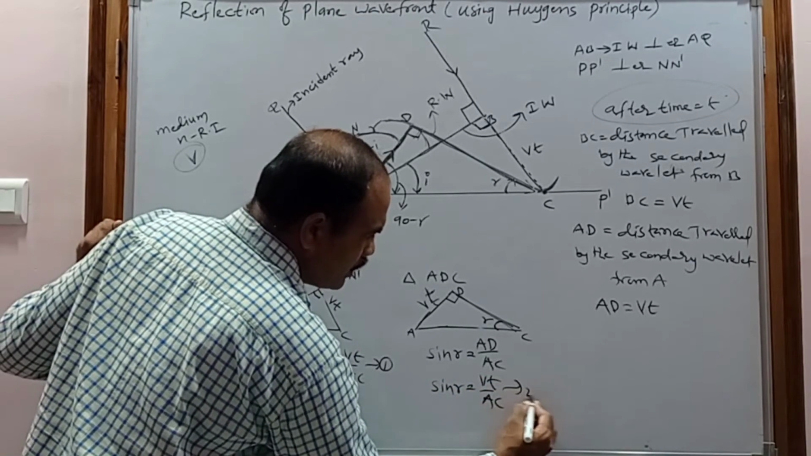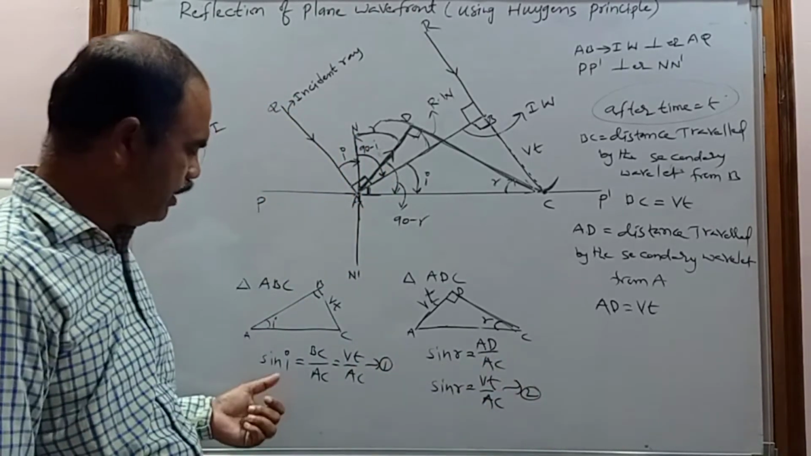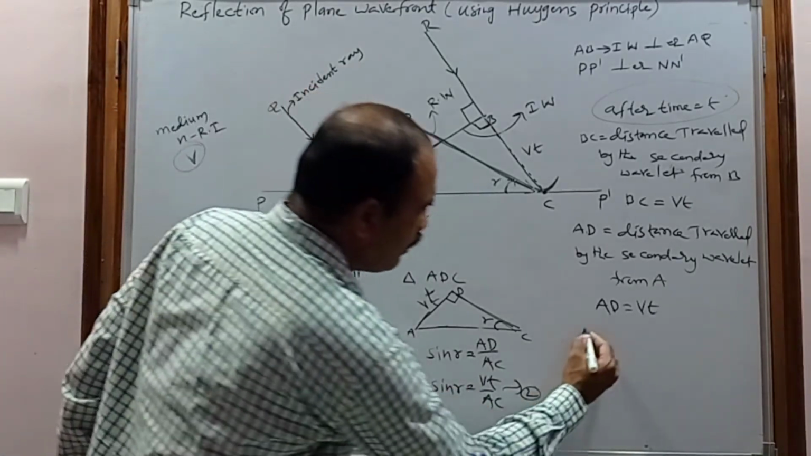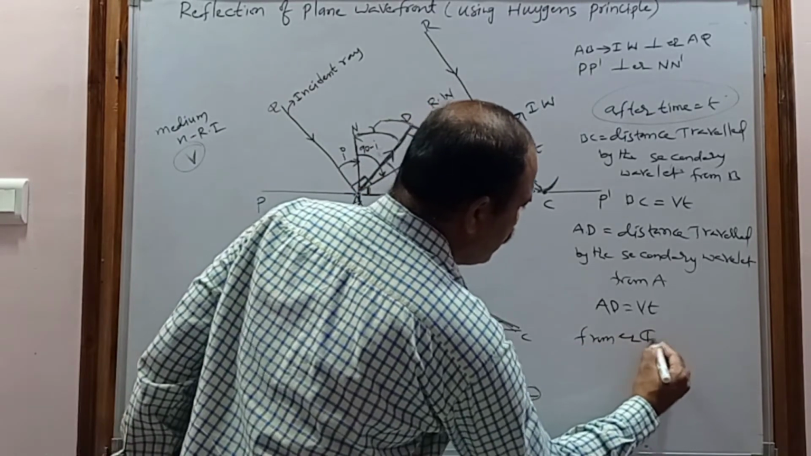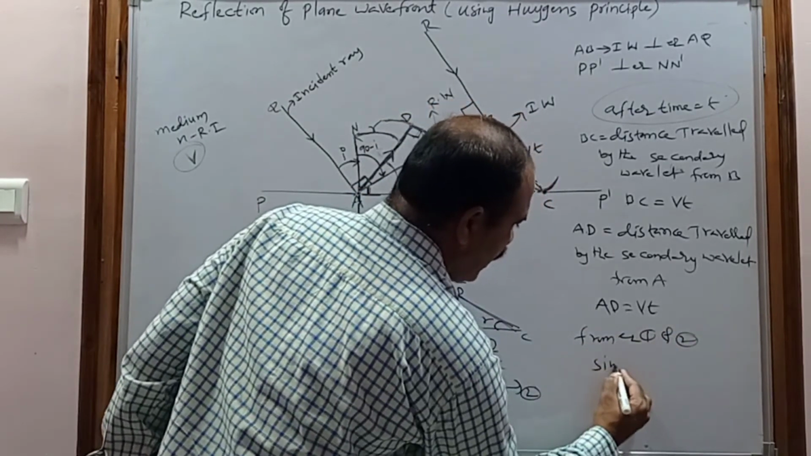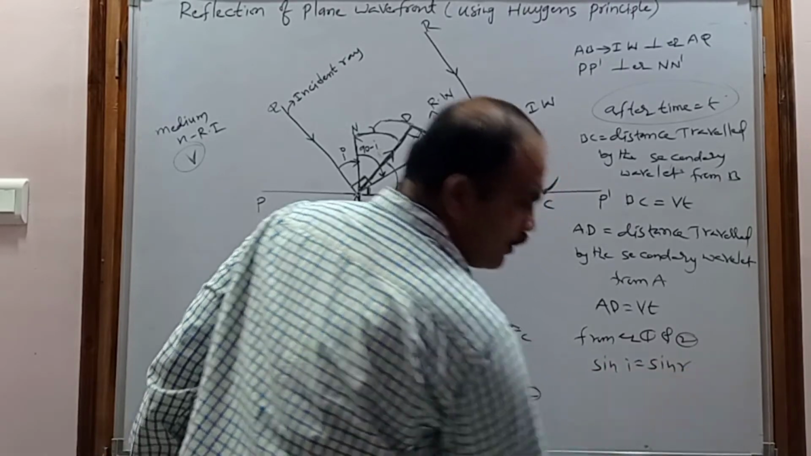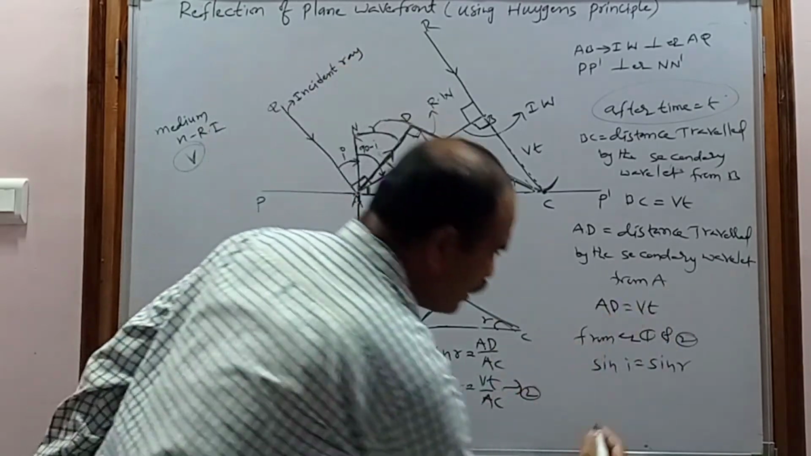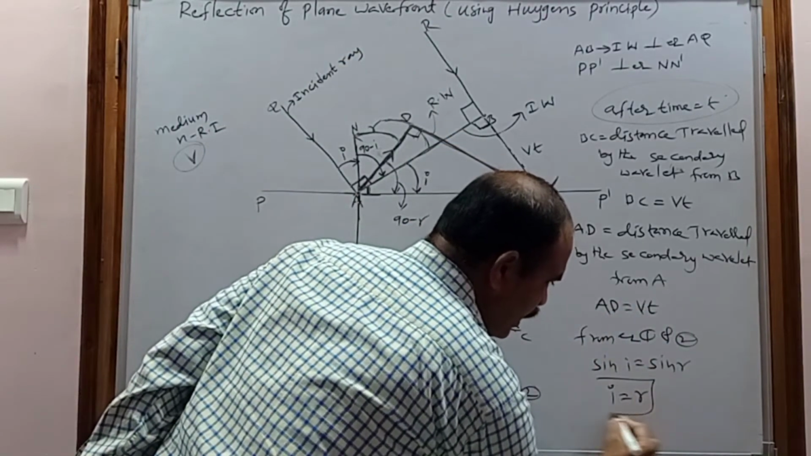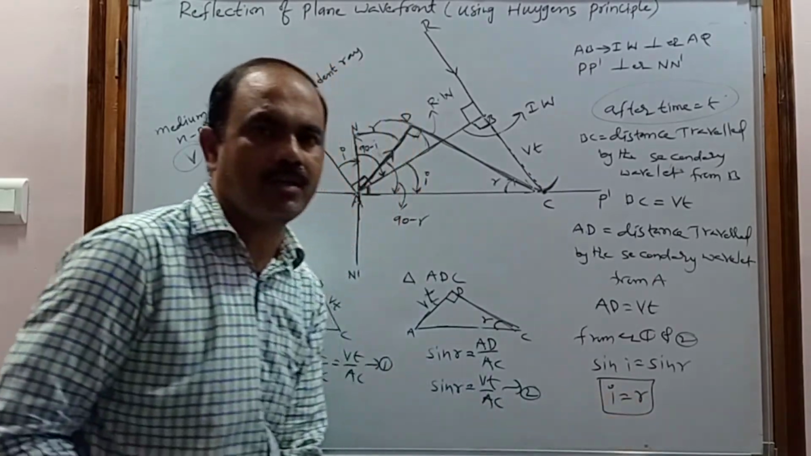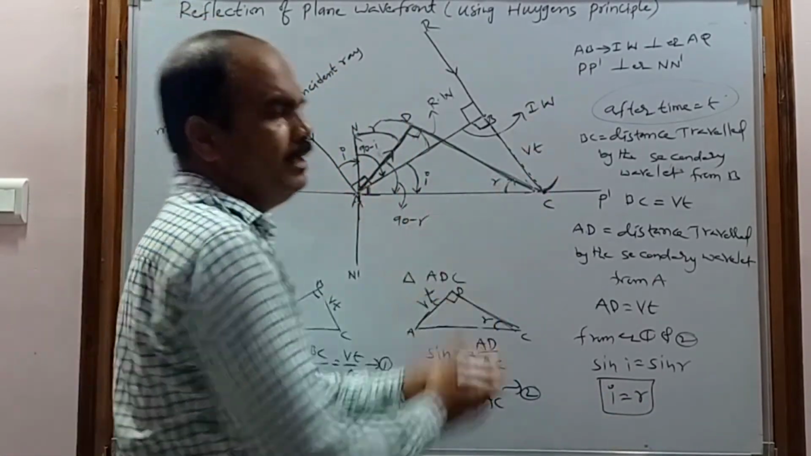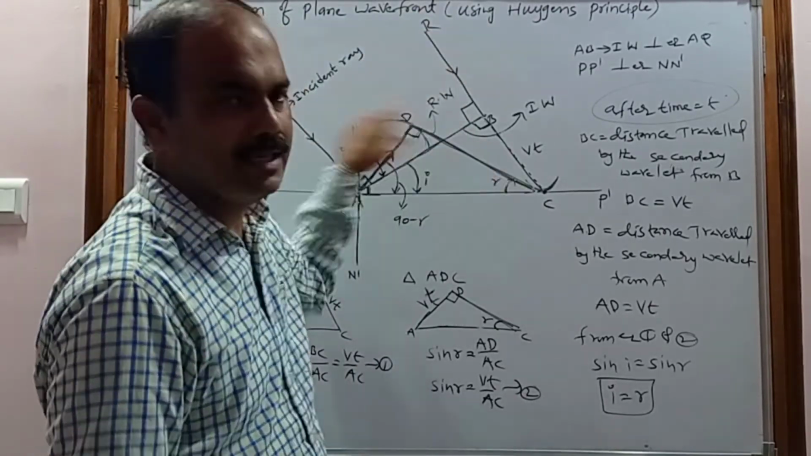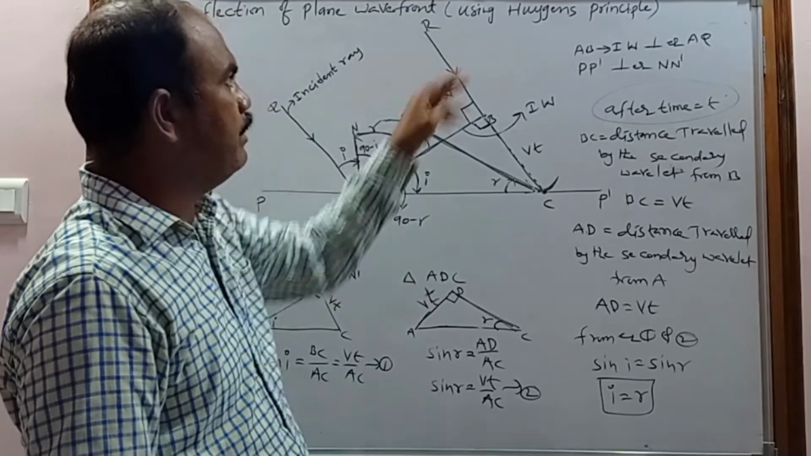Now consider equation 2. From equation 1, sin I is VT by AC, and sin R equal to VT by AC. So from equations 1 and 2, sin I equal to sin R. But sin I equals sin R only if I equals R. So from this equation we can write I equal to R, and the angle of incidence is equal to the angle of reflection. That's why we say the incident wavefront will undergo reflection at the reflector like CD. So this can be explained with the help of Huygens principle.